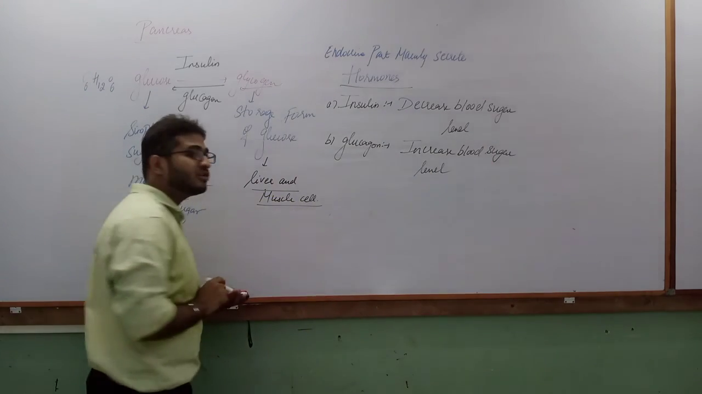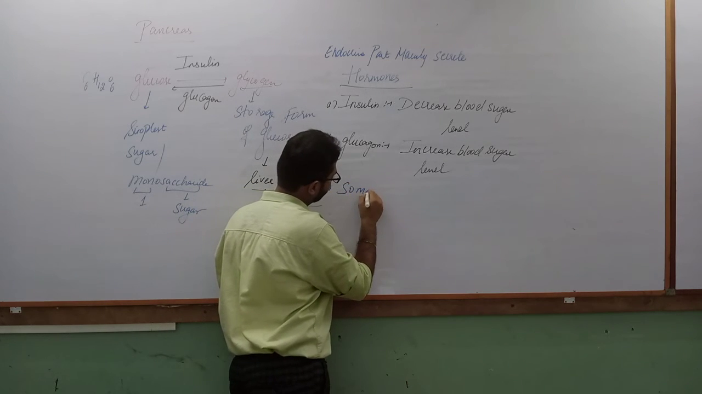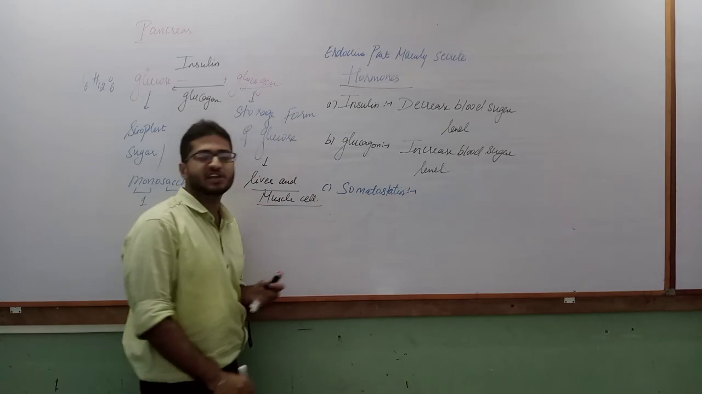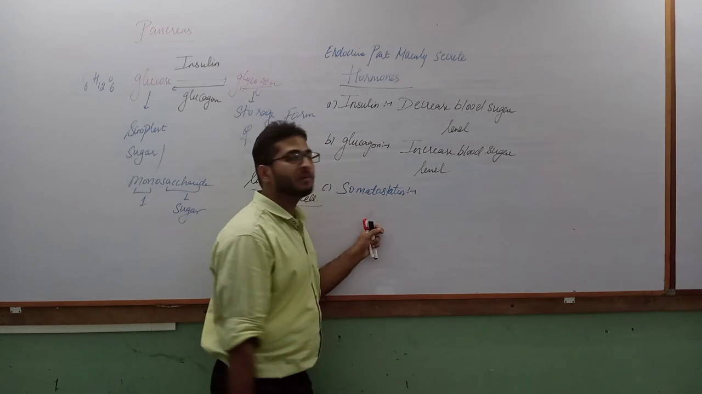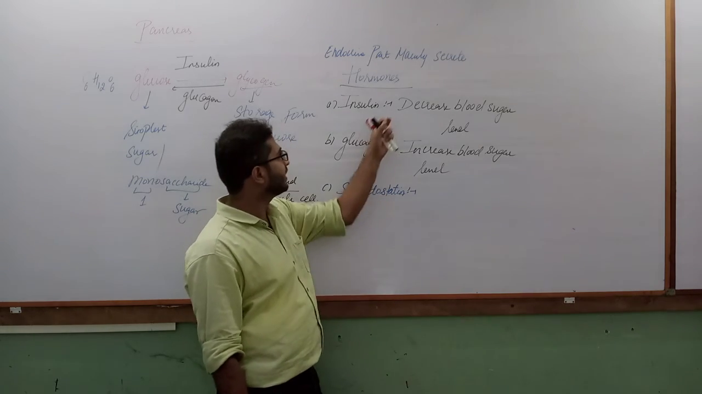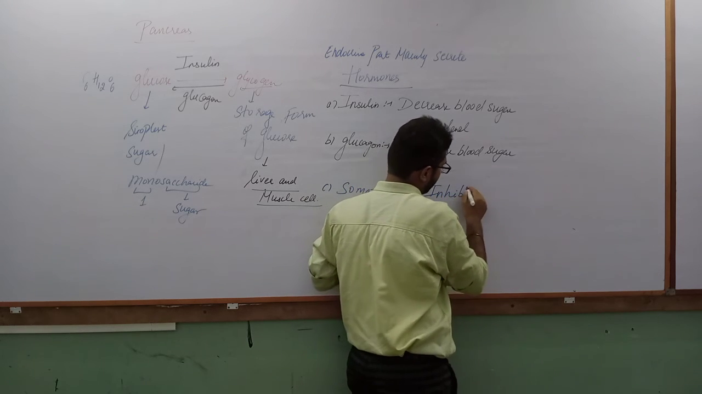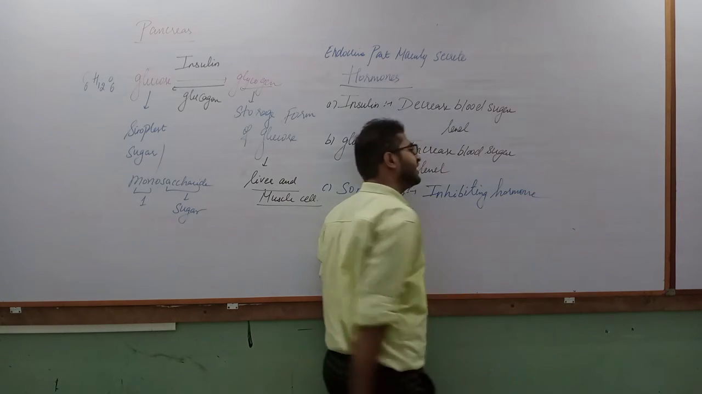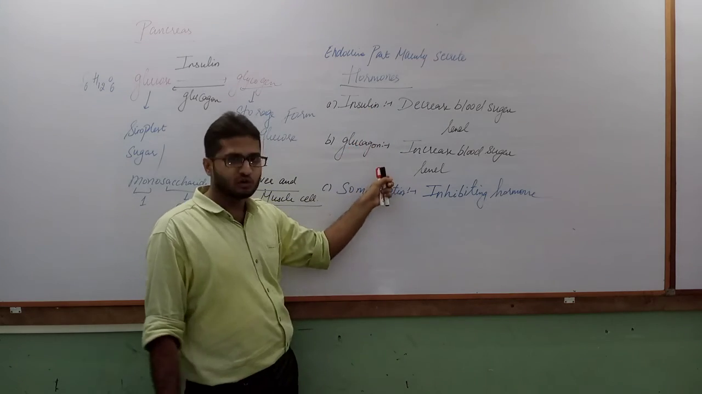Now the third hormone was somatostatin. This somatostatin is secreted by which cells of the pancreas islets? Delta cells, or T cells. Mainly the somatostatin hormone acts as an inhibitor. It suppresses the effect of alpha or beta hormones. So somatostatin is an inhibiting hormone. Clear? It either inhibits or suppresses the effect of insulin or glucagon.